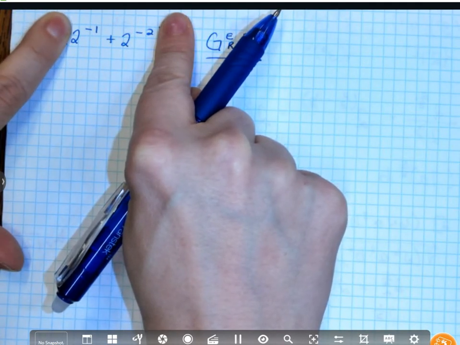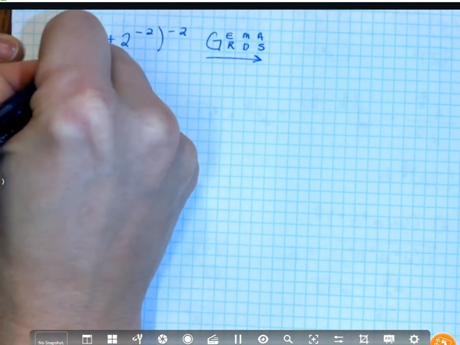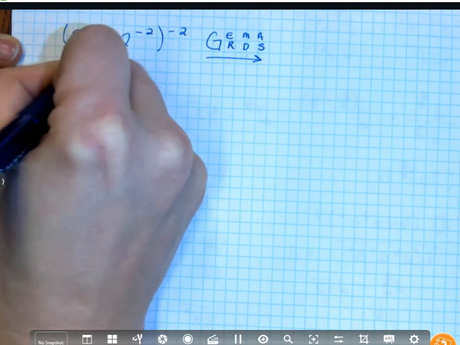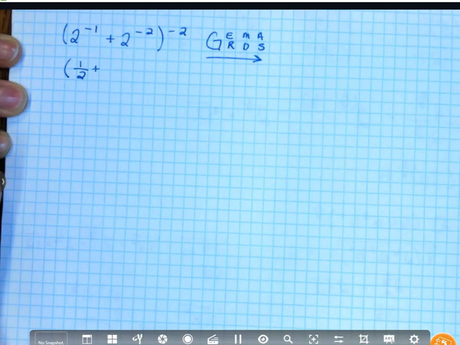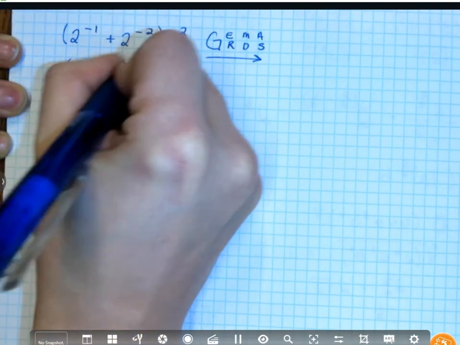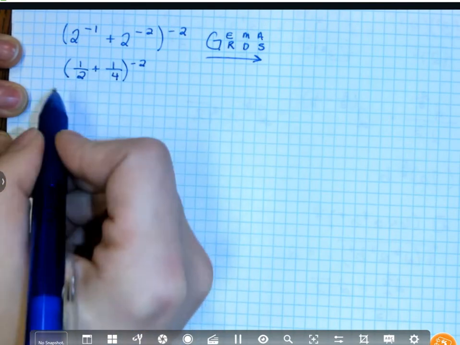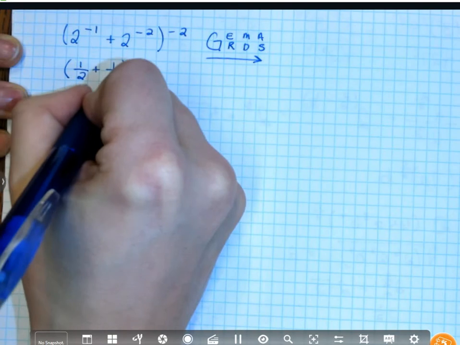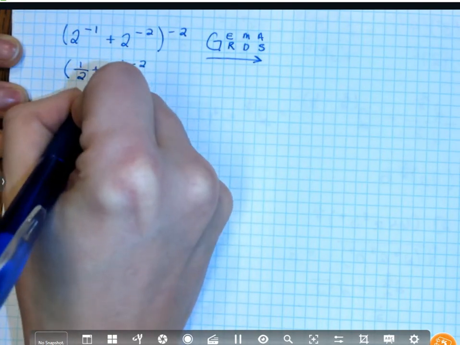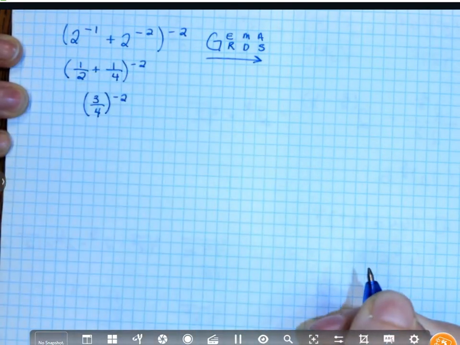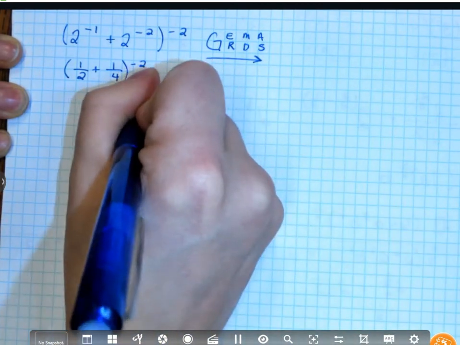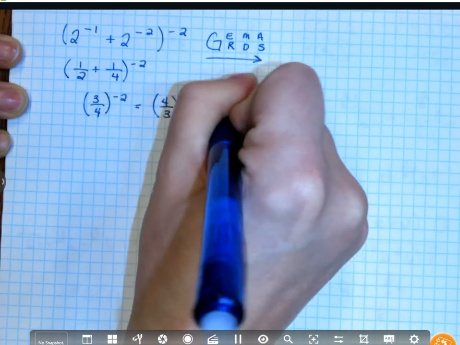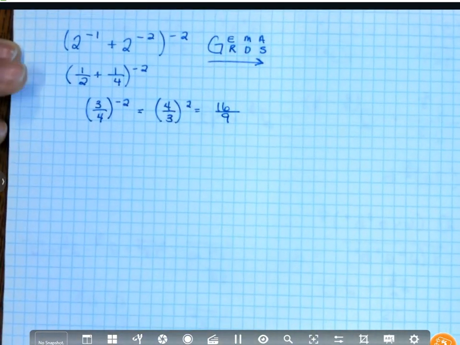So what is 2 to the negative 1? 1/2. 2 to the negative 2? And we know in order to add fractions, we need a common denominator. So when I add those, what will that be? 3/4. The negative says I would flip it over, do the reciprocal. And squared is 16/9.